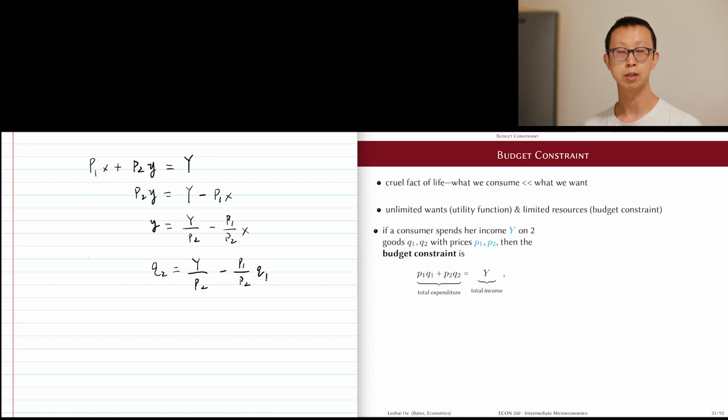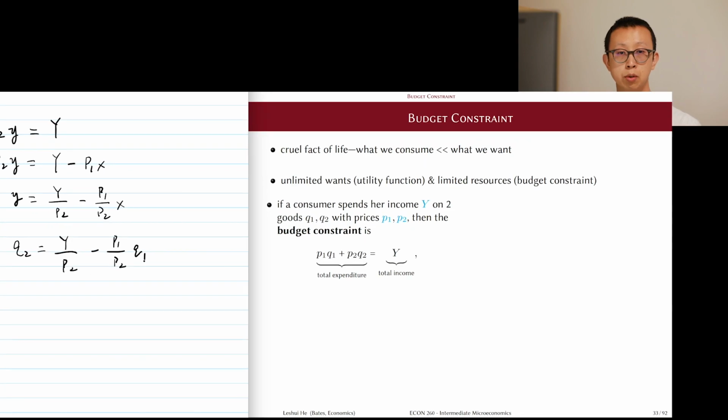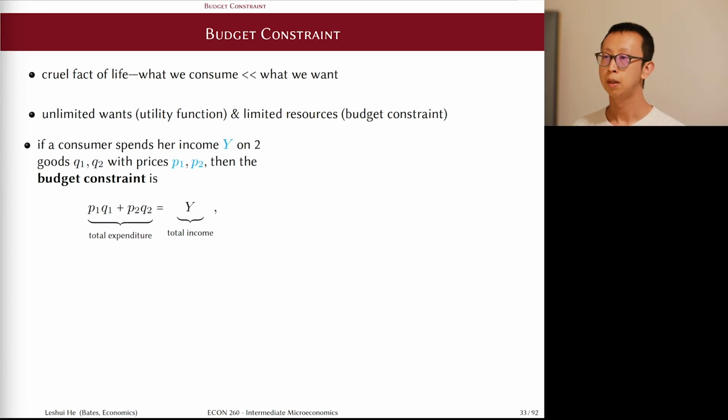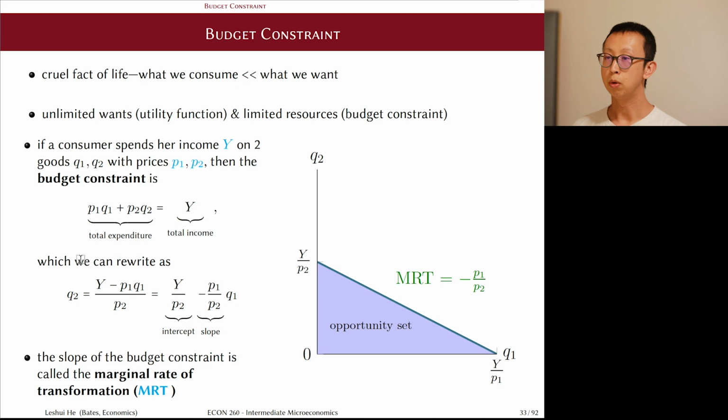Now we can plot Q1 on the horizontal axis and Q2 on the vertical axis. Now on our slides, we plotted this function. This is exactly what we just rewrote on the boards. And to plot this graph, we realize that it has a Q2 intercept of Y over P2 and a Q1 intercept of Y over P1. The slope of this curve is minus P1 over P2.